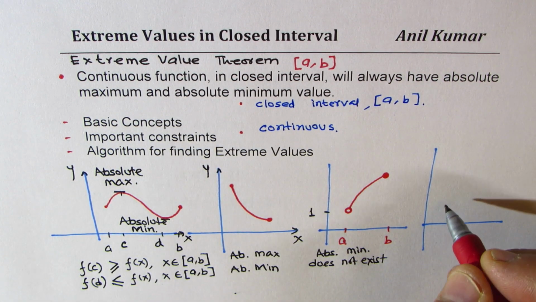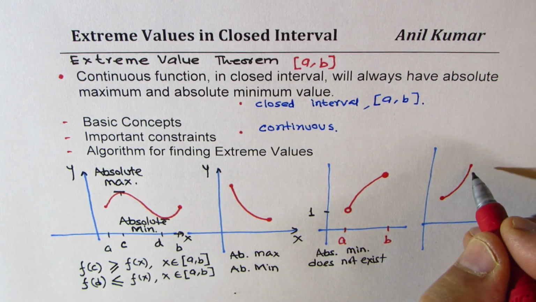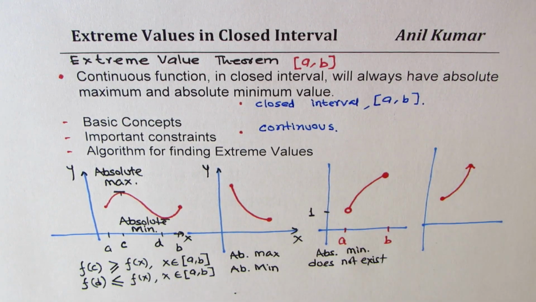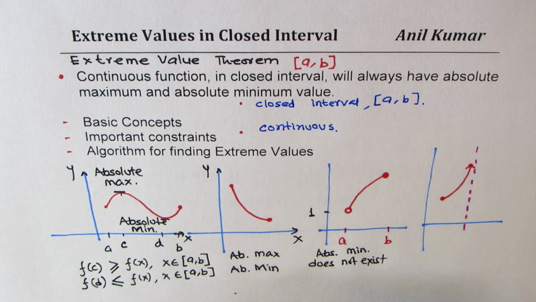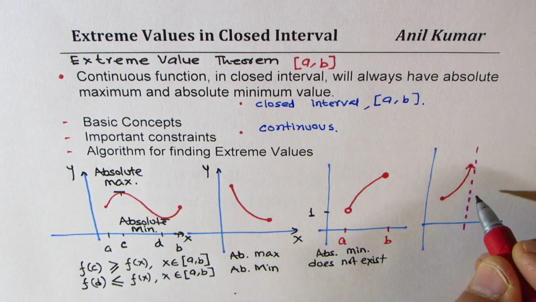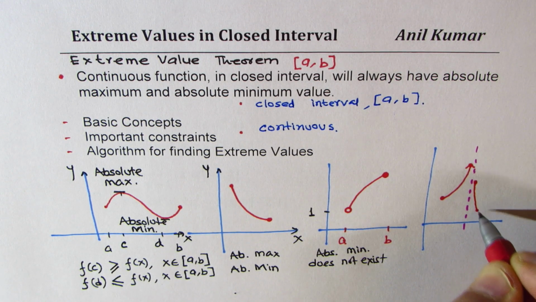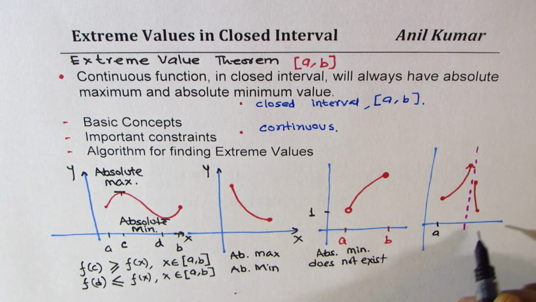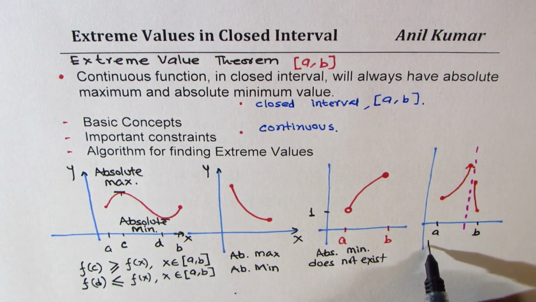We could have a function which could be kind of like this. Let's say it's kind of an asymptote somewhere in between. So let me draw an asymptote here. That means the function is discontinuous, and let's say this value is defined here, and we have a value here, right? Now in this case we have a closed interval A and B. However, the function is discontinuous.